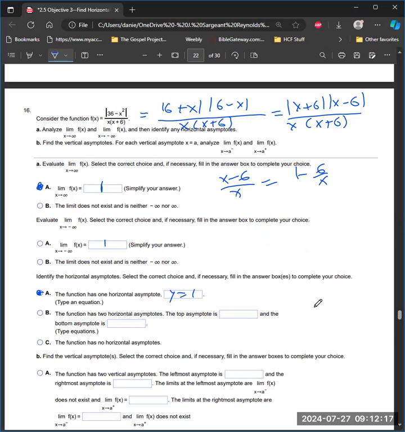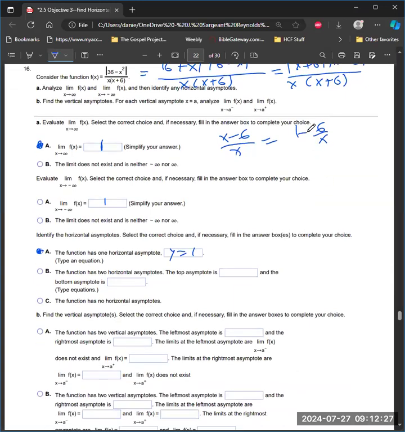And it doesn't have a vertical asymptote at x equals negative 6 because in both cases, that's going to cancel and make a hole. It does have a vertical asymptote at x equals 0. So D.